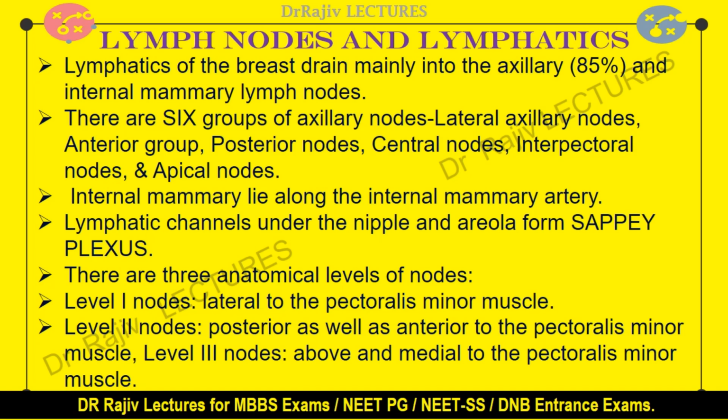The axillary lymph nodes are divided into 3 distinct anatomical levels according to their relationships with the pectoralis minor muscle. Level 2 nodes are located posterior as well as anterior to the pectoralis minor muscle and posterior to the pectoralis major and include the subclavicular nodes. Nodes located posterior to the pectoralis major are called Rotter nodes or interpectoral nodes. Level 3 nodes are located above and medial to the pectoralis minor and include the apical nodes.